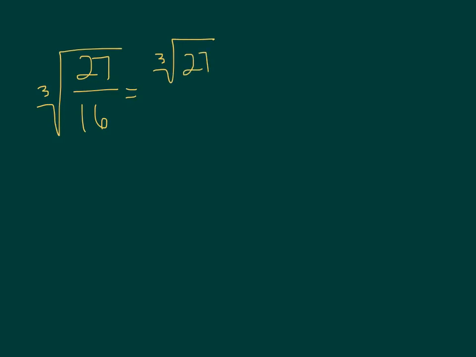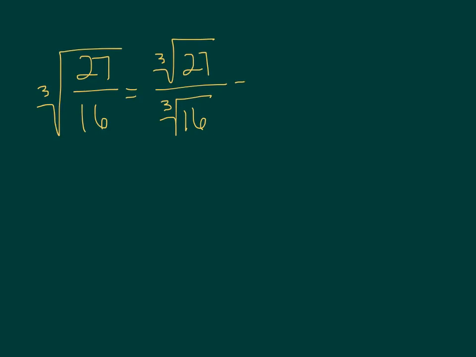Okay, I want to look at a little bit more complicated problem. So what I want to look at is 27 over 16, the cube root. Let's say I ask you to simplify this. Well, at first glance, it looks simple, but I can't take 27 divided by 16. Since I can't take 27 divided by 16, what I'm going to try to do is split up that cube root.